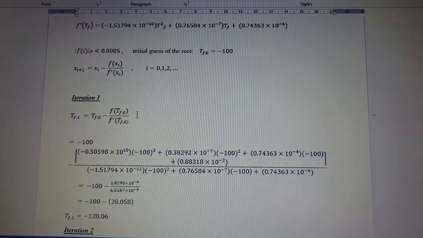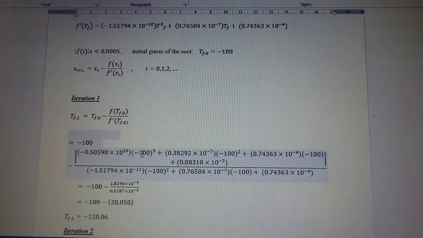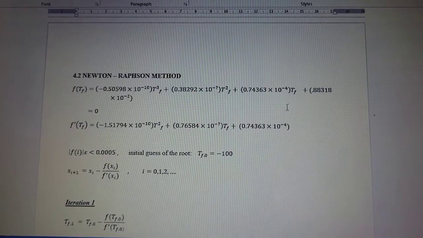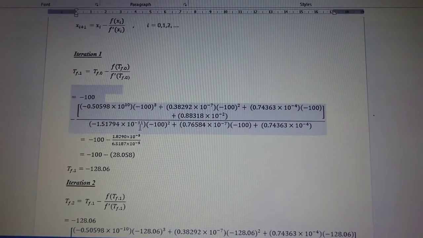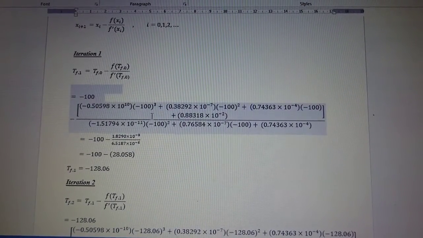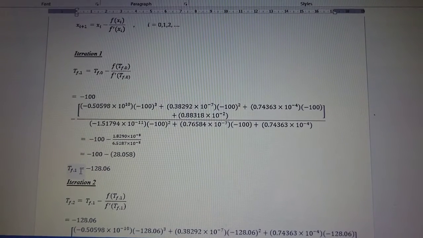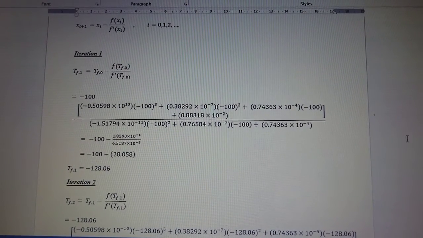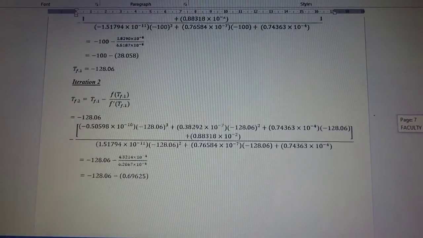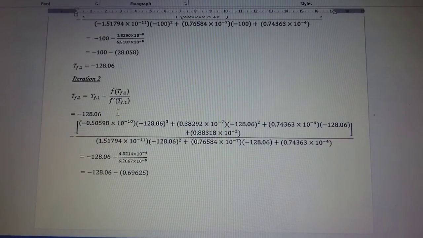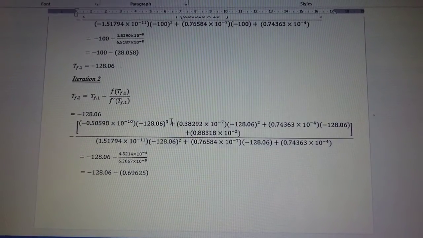For the first iteration, we substitute Tf as -100, since the initial guess of the root, T0, is -100. We put it into the formula, and we get Tf1 as -128.06. So this is the new Tf1. Next, we need to find Tf2. Using the same method, we substitute the new Tf, which is -128.06, like this.